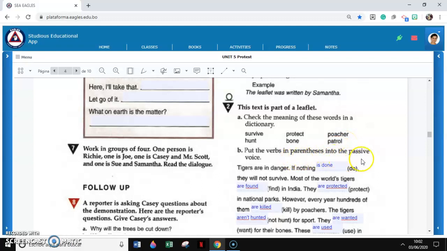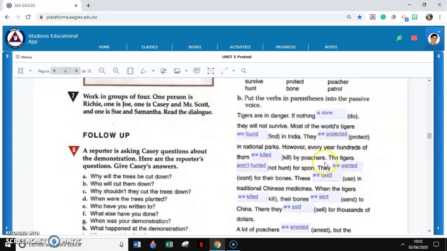So put the verbs in parentheses into the passive voice. Tigers are in danger. If nothing is done, verb to be, plus the past participle form of the verb do, then is done, they will not survive. Most of the world's tigers are found in India. Remember to change the past participle form of the verb find, is found. They are protected in national parks. However, every year hundreds of them are killed by poachers.